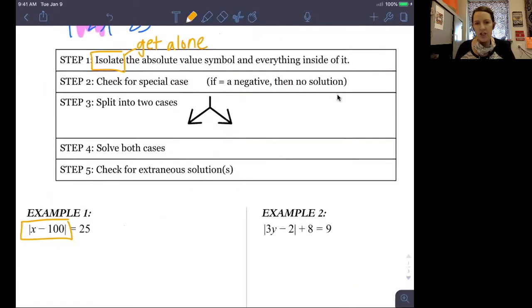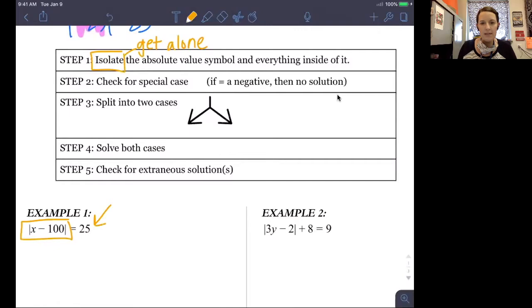Okay, step 2, we're going to check for special cases. So that means we're going to check over here to see if we have a negative value, because remember, when we take the absolute value of anything, it's going to yield a positive result. So if this said that the absolute value of x minus 100 equals negative 25, there would be no solution for our value, because there is no possible way that any absolute value would ever equal a negative. Okay, this is not a special case. Absolute value can indeed yield a positive 25. So when we check that and we know that we're good to go, we're going to move to step 3.